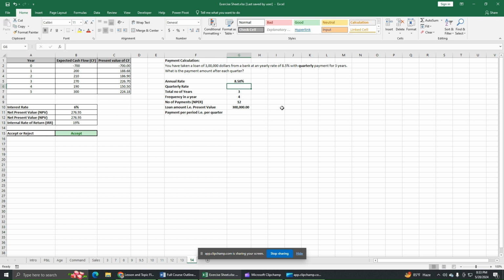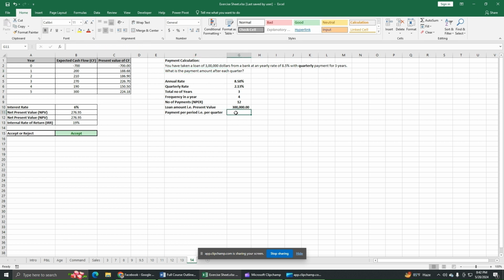Now quarterly rate. If this is the annual rate, so what will be the quarterly rate? Divide annual rate by frequency in a year. So this is your quarterly rate. We can convert it into percentage, or if we don't convert it into percentage, that will also work. Now payment per period, that is, we will answer the question now.